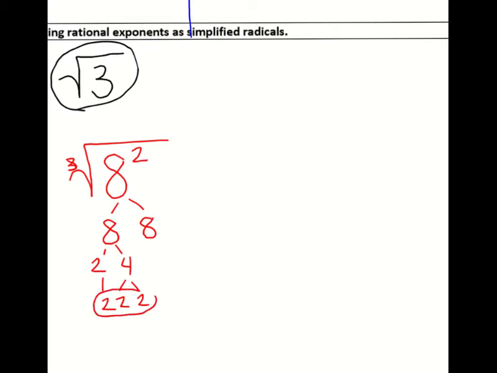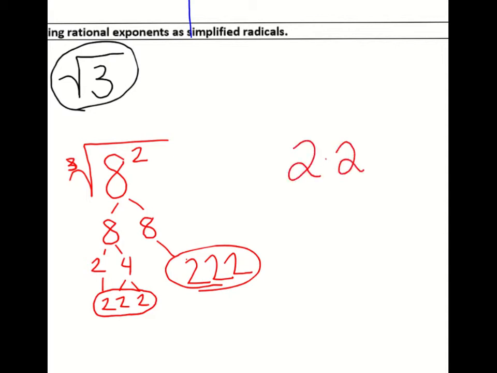Since I'm finding a cube root, I'm looking for 3 of the same numbers. This one 8 broke down to 3 2s, which means my other 8 is going to break down to 3 2s. So the cube root of 8 squared, I have 2 groups of 2 circled. That means it's a perfect cube because there was nothing left over. 2 times 2 is 4. So my final answer, 8 to the 2/3, the cube root of 8 squared, is the same thing as 4.